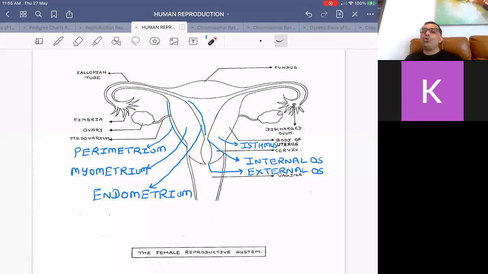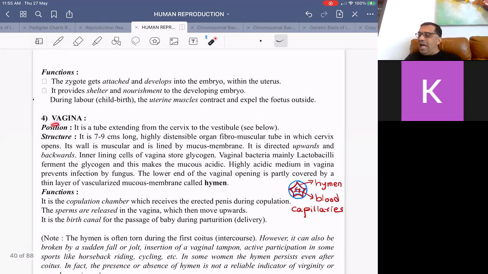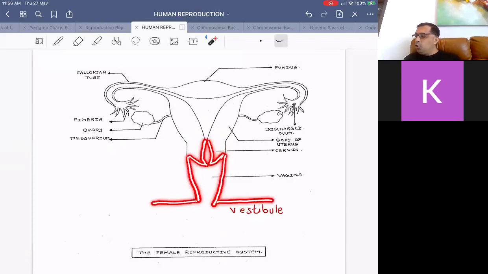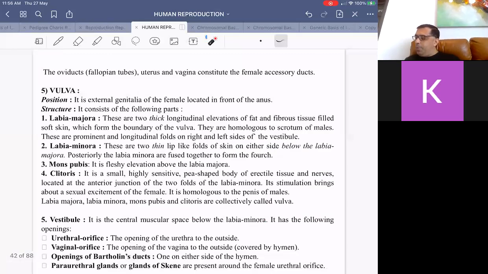So that is your uterus. Then we have the vagina. The vagina is a tube extending from the cervix to the vestibule. So sir, this is your uterus and this is your vagina. Vagina extends from the cervix to the vestibule, to the outside, called as the vestibule. So this is the vestibule, sir.